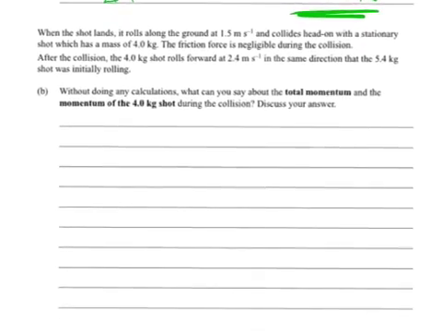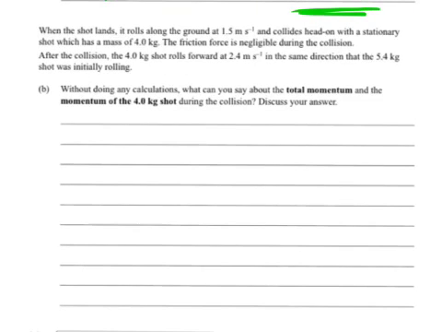Next part: when the shot lands, it rolls around the ground at 1.5 meters per second and collides head-on with a stationary shot which has a mass of 4 kilograms. This is sounding awfully suspiciously like a momentum type of question, collisions and maybe some vectors thrown in. So, collides head-on with stationary shot, has a mass of 4 kilograms. The friction force is negligible during the collision.